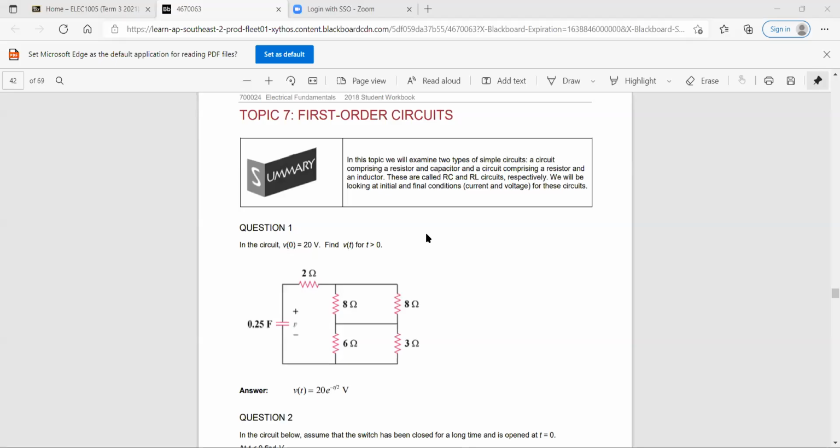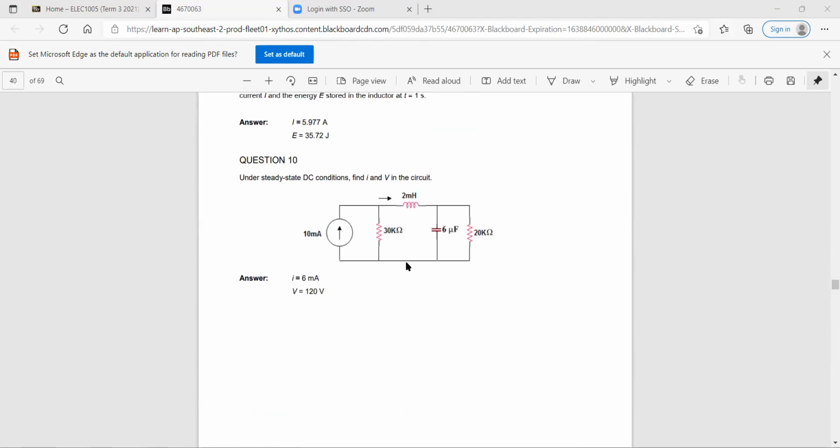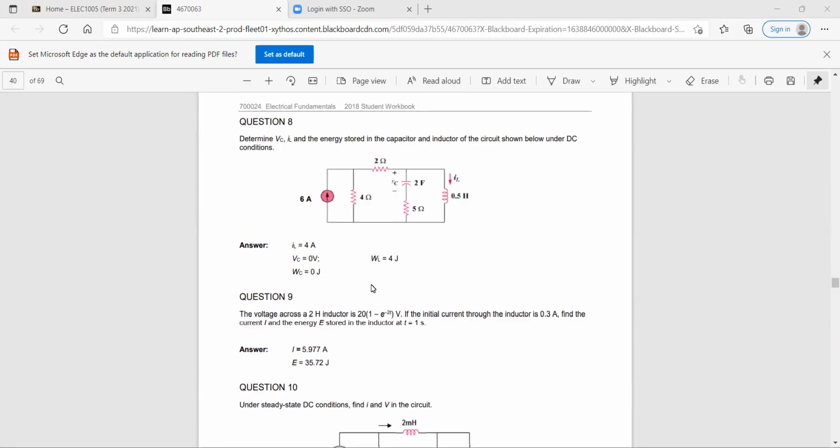Okay, so last week we started capacitors and inductors, and we are continuing with that topic. Last time we discussed only the DC condition, when the capacitor is fully charged or fully discharged, what is happening. So we have done all these questions. Do you have any issues with those questions, guys?